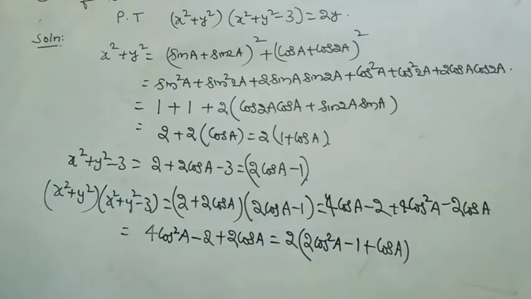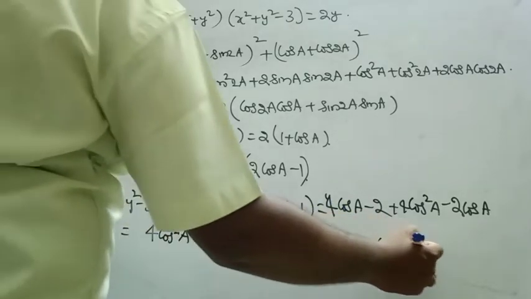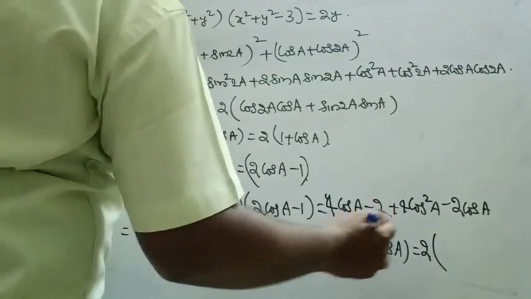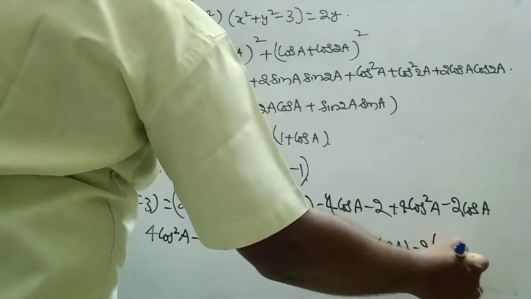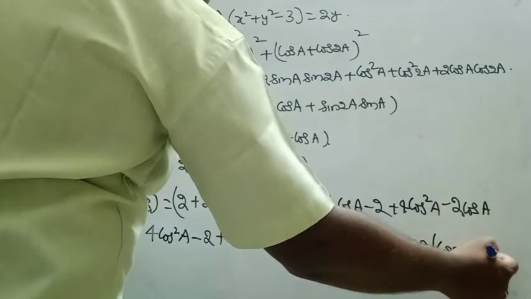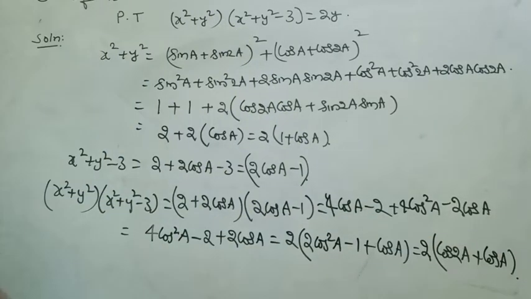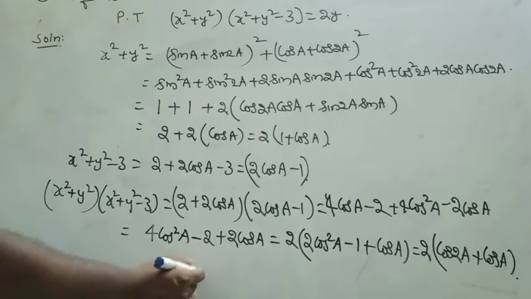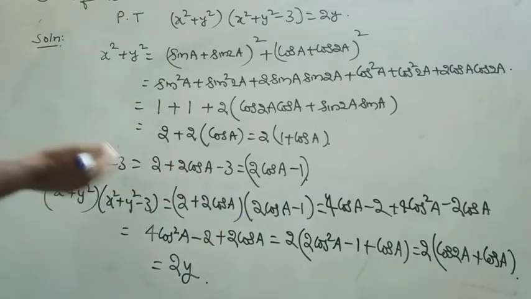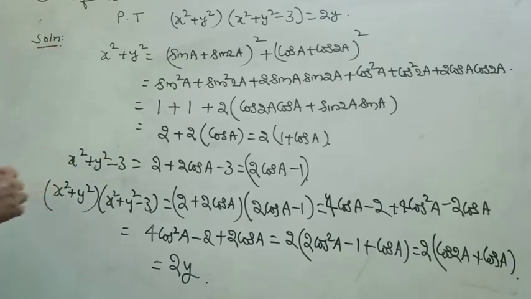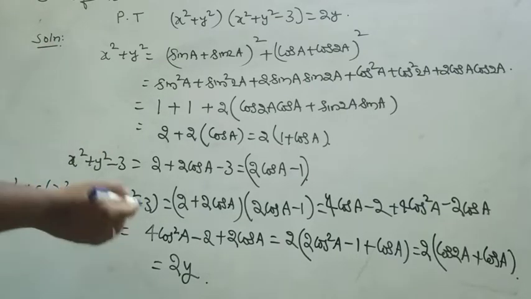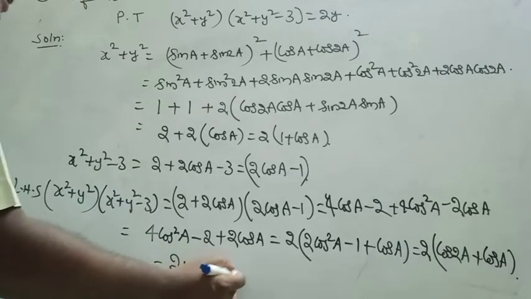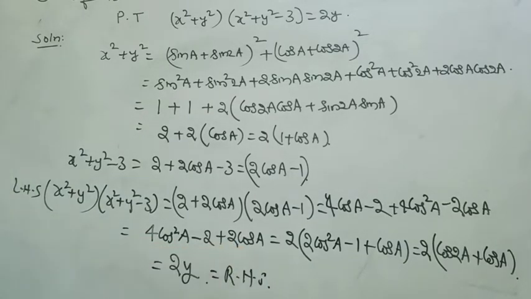Wonderful, right, my dear students? Once we have got this, 2cos²a − 1 is nothing but 2 times cos 2a plus cos a, that is nothing but 2 into y, right? Wonderfully, we have taken the left hand side part and we got the right hand side part. See how beautifully we have got this problem, my dear students.